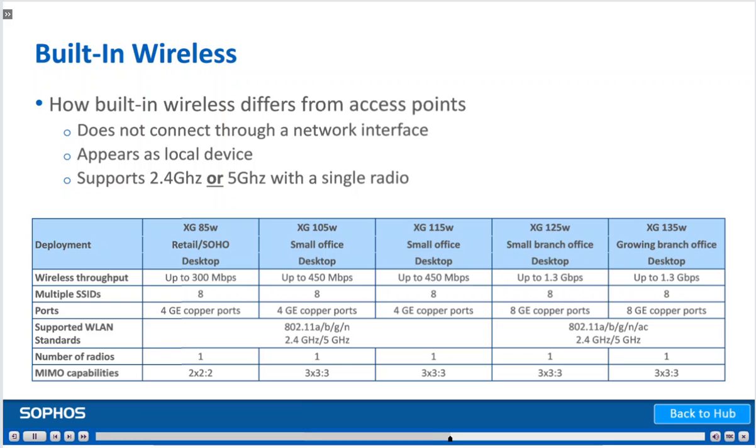Sophos has a range of 5 appliances that include built-in wireless, which provide all of the same functionality as using a Sophos access point without the need for extra hardware. Unlike other firewalls with built-in wireless, however, coverage can be extended by connecting other Sophos access points as well.